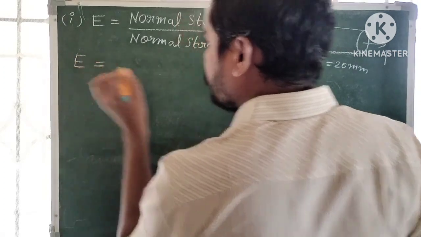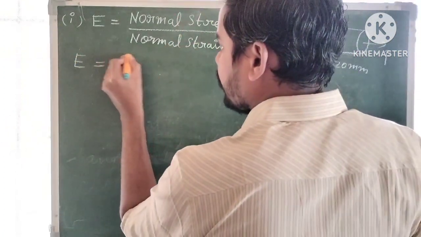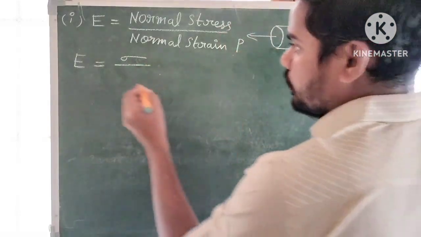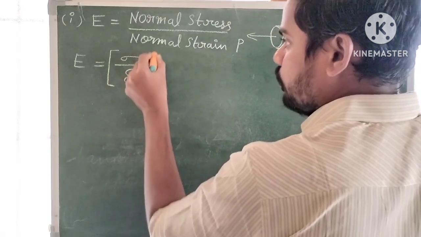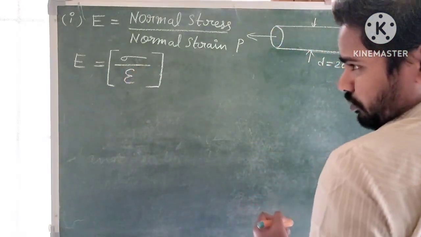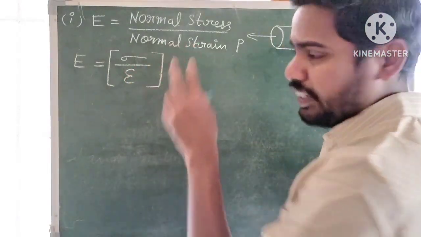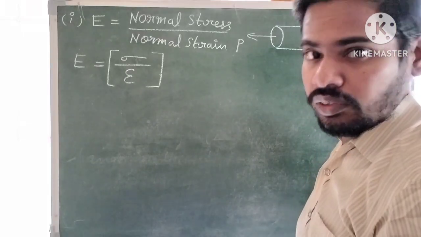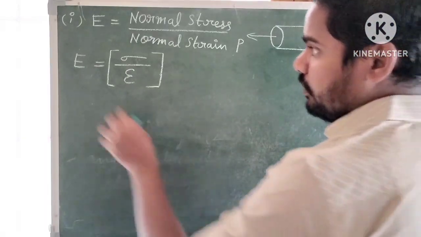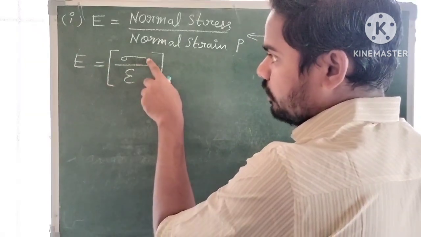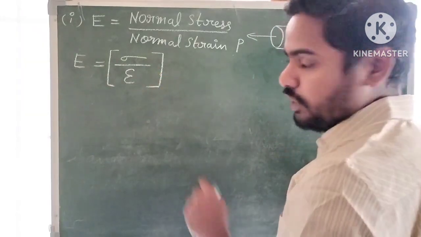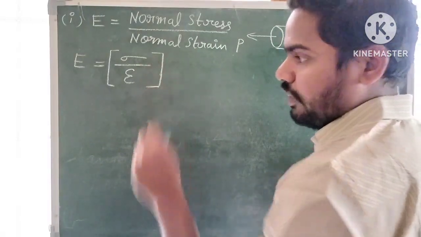Young's modulus is equal to normal stress, generally denoted by sigma, divided by normal strain, denoted by epsilon. In other words, Young's modulus is equal to stress by strain. So to get Young's modulus or modulus of elasticity, we need normal stress and normal strain. So ikkada manaki stress kavali, strain kavali.